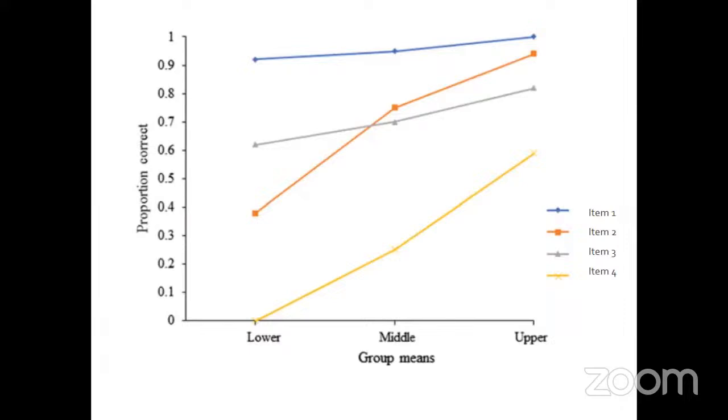And which of these is the most difficult one? Item 4. Correct. Because no one in the lower group could answer it. Around 20 or 30% in the middle group could answer it, and in the upper group, around 55 to 60% could answer. So this is how we are going to represent each of these items, as per the group means of these lower, middle, and upper groups of people.